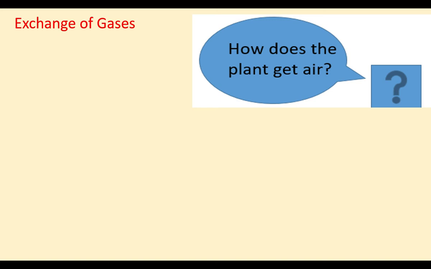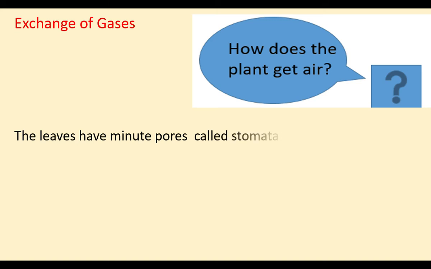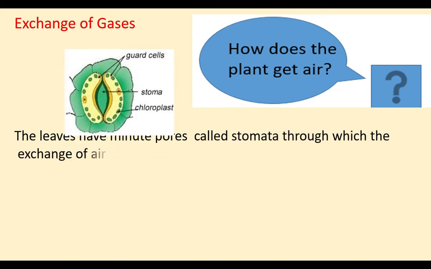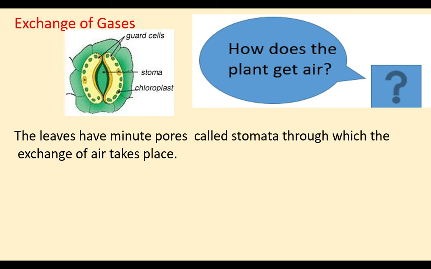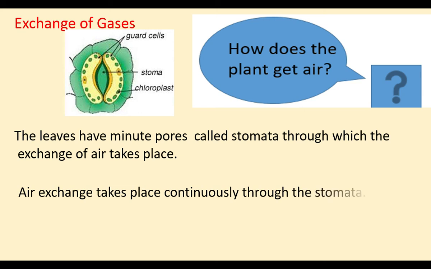How does the plant get air? The leaves have minute pores called stomata. Through the stomata, the exchange of air takes place. Air exchange takes place continuously through the stomata.